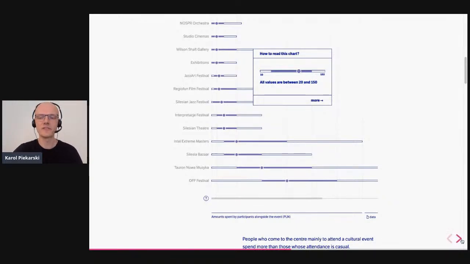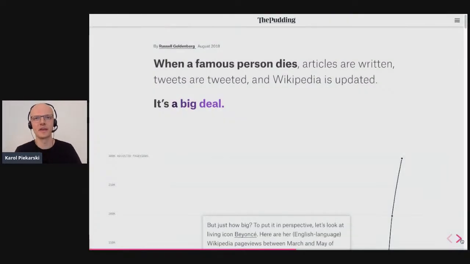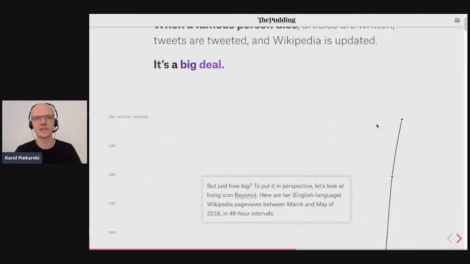So it's a perfectly viable solution to deal with more complex slides and charts. Okay, and if you have a lot of data, a lot of examples, you can also start with an individual story, not presenting everything at once, but building the story on top of just one or two examples.